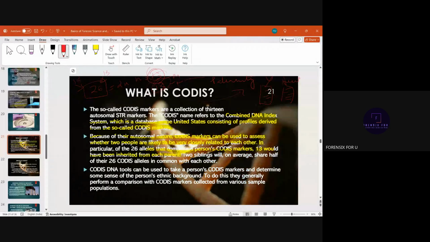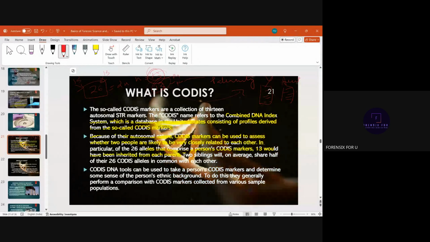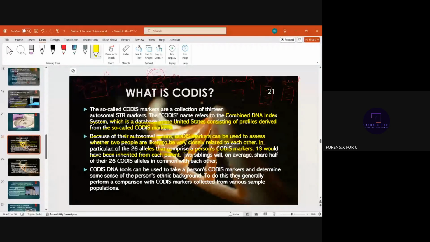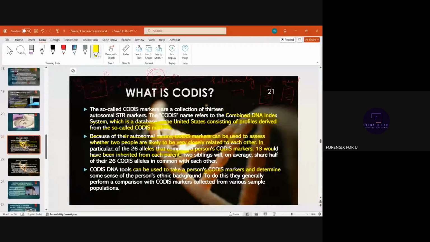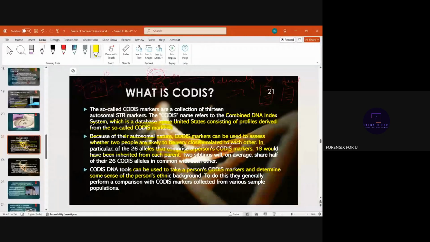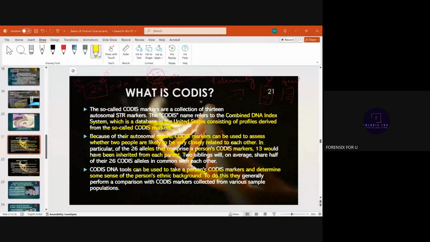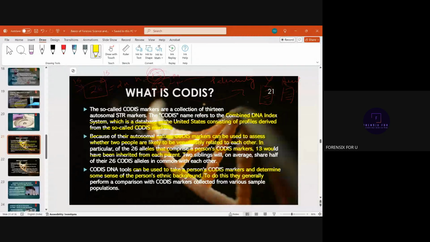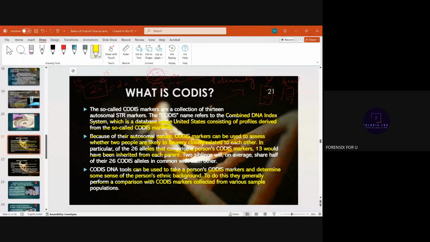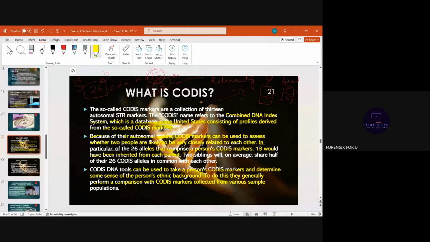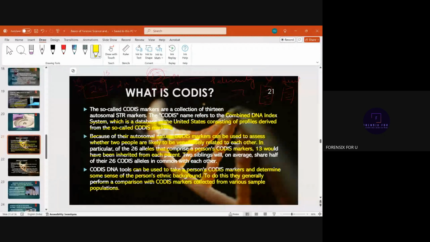Right? So the CODIS DNA tool can be used to take a person's CODIS marker and determine some sense of person's ethnic background also. To do this, they generally perform a comparison of CODIS markers allocated from various sample populations.